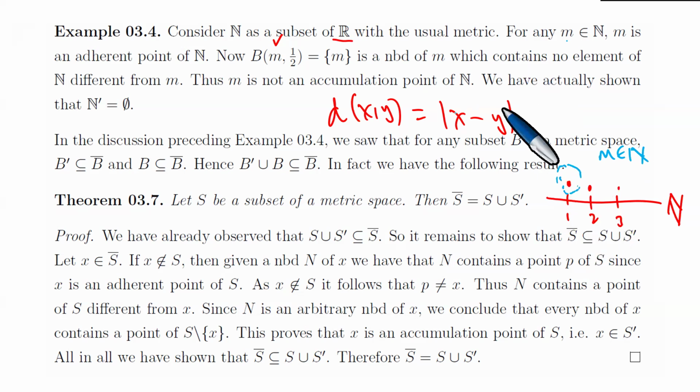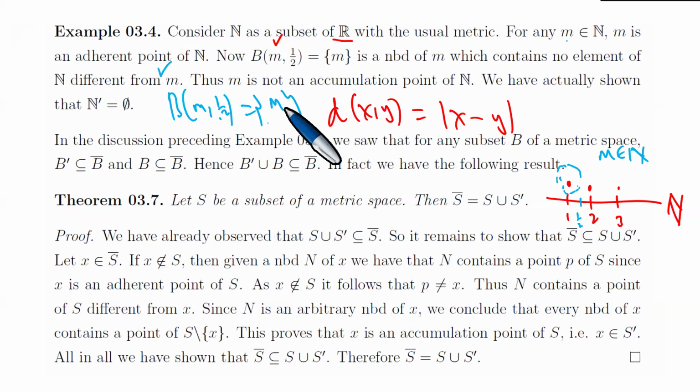Now we argue that this open ball of center m and radius 1/2 will contain what? It will contain m. Because this is sort of discrete, it's broken, it's not continuous. So this open ball is going to contain only m. Of course, the radius is 1/2, so it's not going to contain 2. It's going to contain only one point. It is a neighborhood of m which contains no element of N different from m.